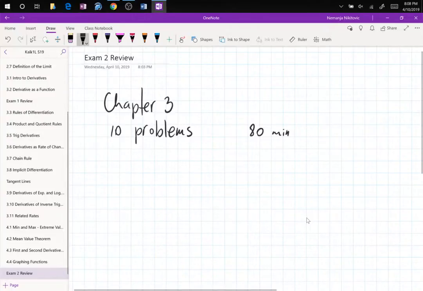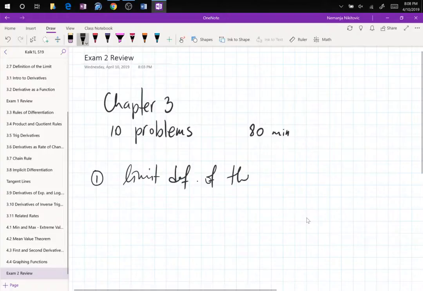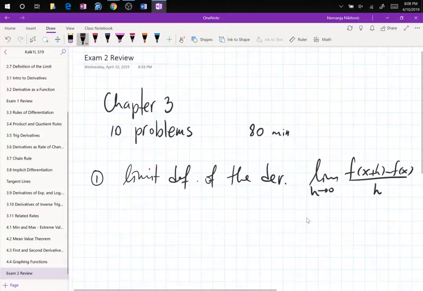Well, calculus. The chapter is on derivatives, so we start with the limit definition of the derivative, and that's your limit as h goes to 0, f of x plus h minus f of x over h, if you forgot.